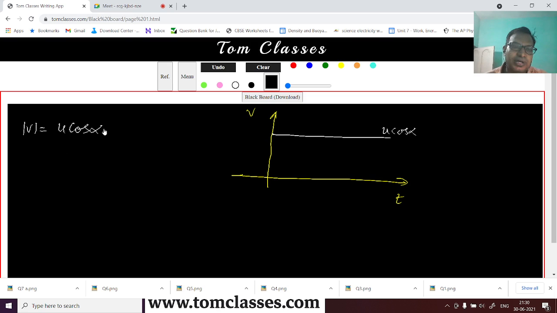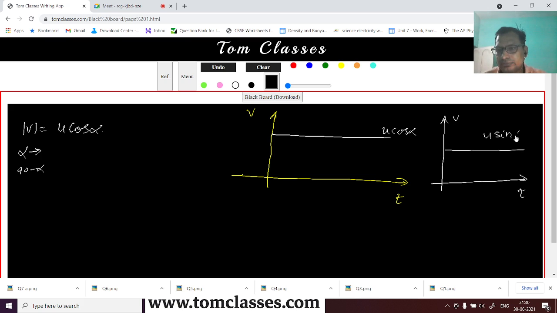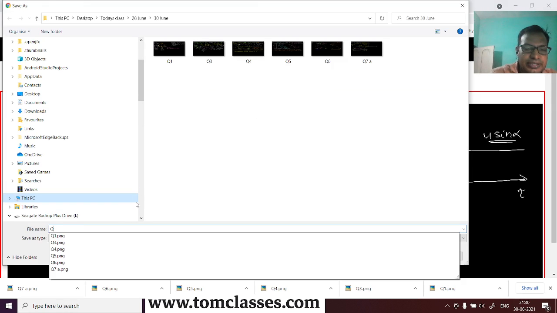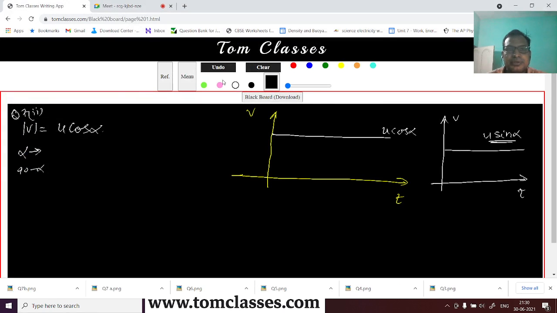Now we have two alphas, alpha and 90 minus alpha. So you can say u cos alpha, the other one is going to be u sin alpha, depending upon the value of alpha, right? Okay, so they are complementary angles. So the other graph is also going to be like this, v versus t, and that is u sin alpha. Is that okay? Okay, all right. So let me save this. This is question 7b.